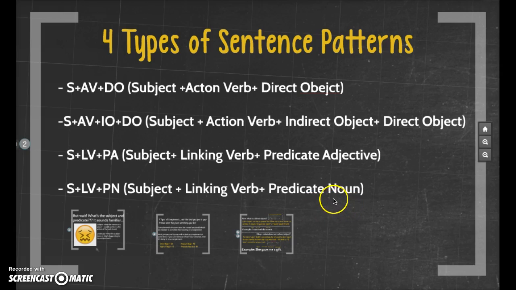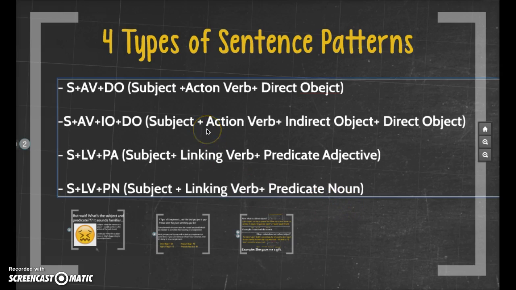The second one is going to be subject plus action verb plus indirect object plus direct object. Now this one's a little bit different from the first one because you have the addition of the indirect object. The indirect object is going to be slightly different than the direct object in that it's always going to come before it, and it's typically going to be whatever is receiving the action verb. Okay, so we'll go through these as well in our next slide.